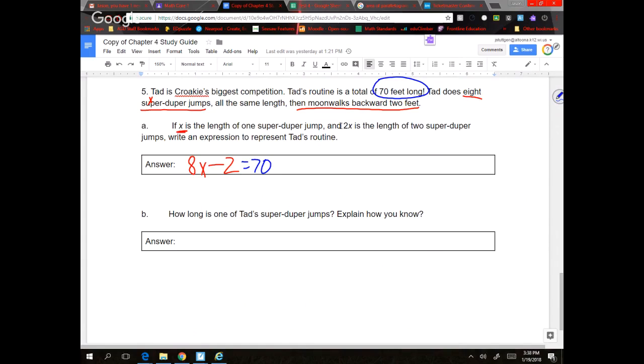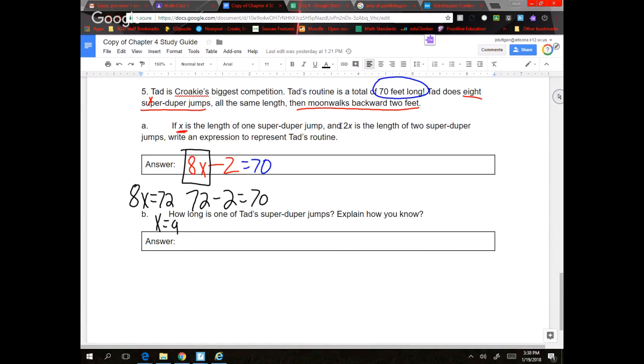Now you have this problem here, and you need to figure out what x is. You should be thinking in your head, what does this part of the equation have to be? What does that 8x have to be in order to subtract 2 and get 70? Well, like we talked about in class, in our heads, we should know that has to be 72, because 72 minus 2 is 70. So if 8x has to be 72, that means 8 times something is 72. That something must be 9. So x has to be 9 in this case.